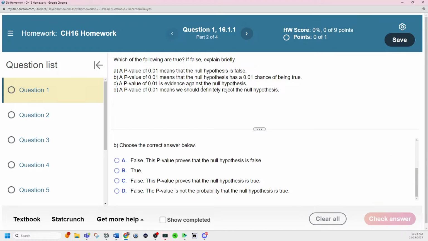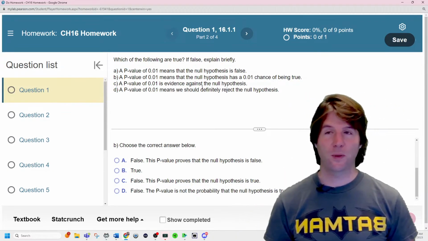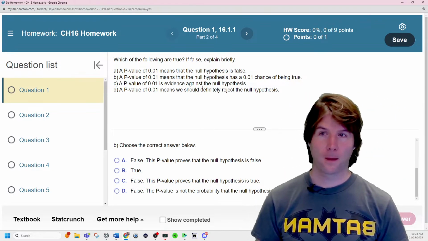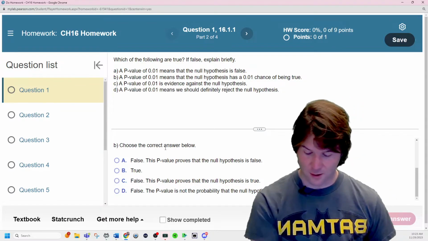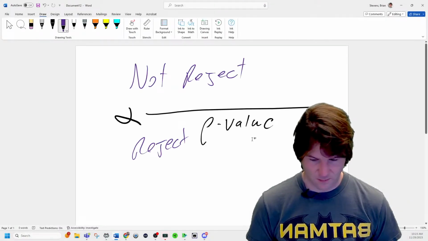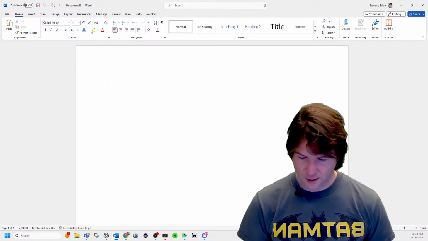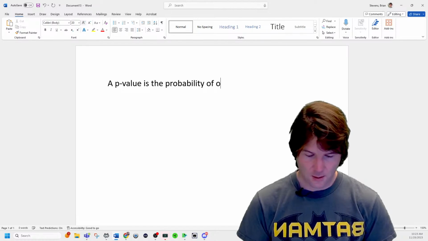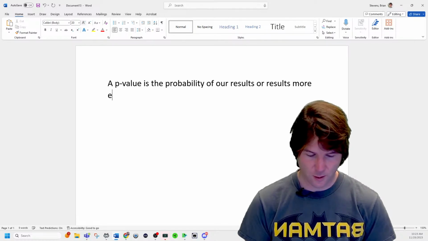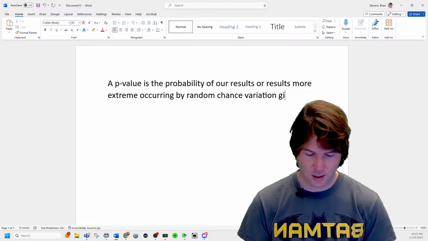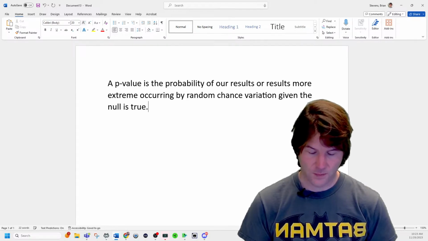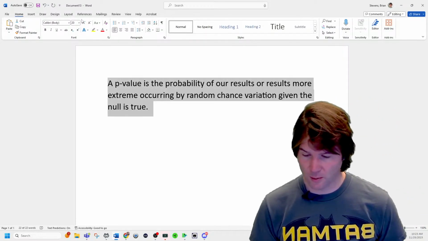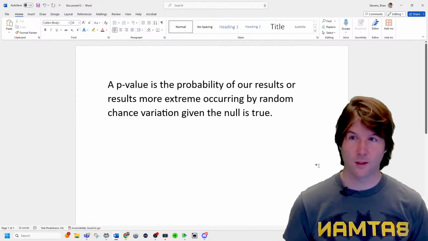A p-value of 0.01 means the null hypothesis has a 0.01 chance of being true. No. The p-value is a conditional probability, which, if you memorize this, it's just a big phrase. The p-value is the probability of our results or results more extreme occurring by random chance variation given the null is true. So it's a conditional probability. Given the null is true is the end of it, which is very important.